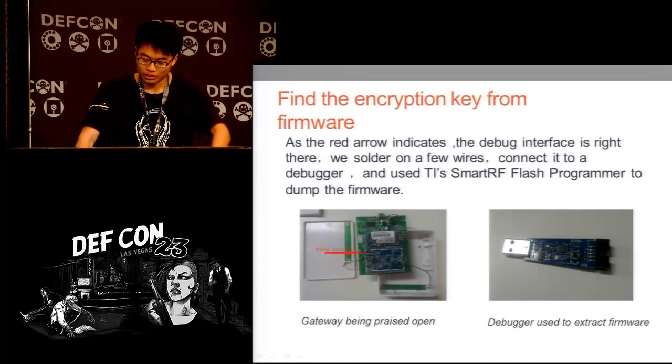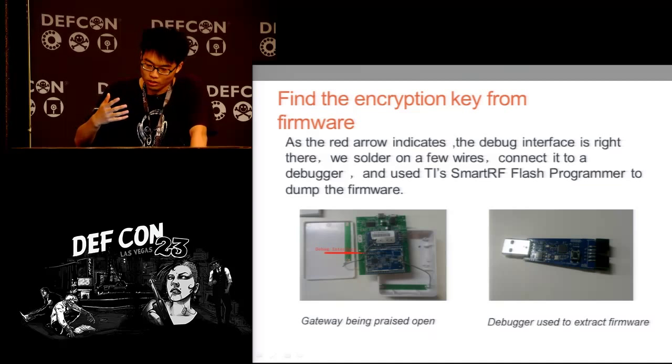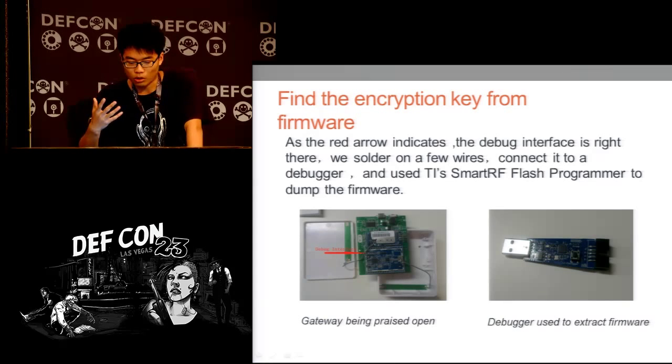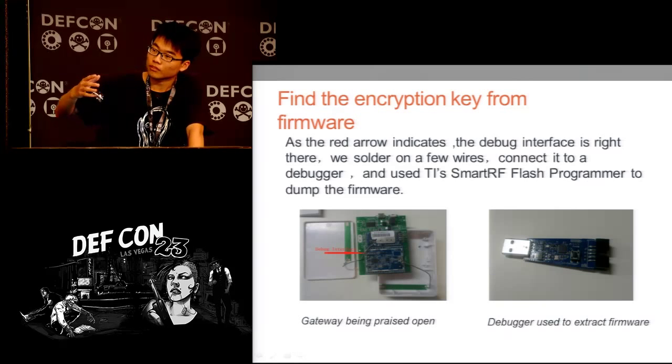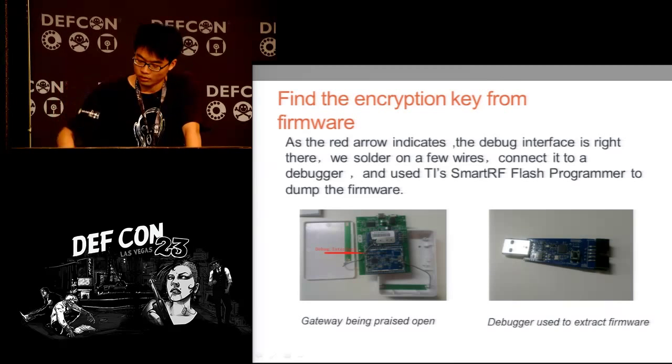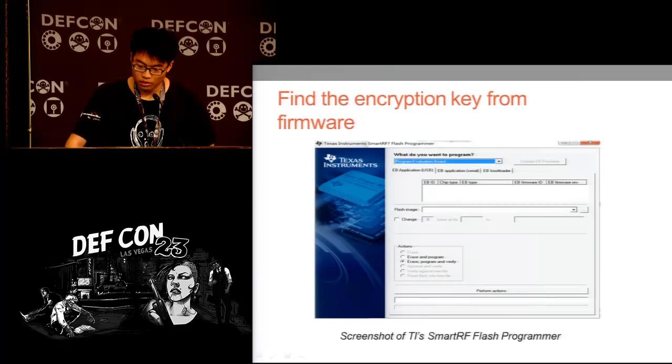Okay, so we disassembled the gateway, and we try to dump the firmware. As the red arrow indicated, the debug interface is right there, and so we soldered on a few wires. We connected it to our debugger, and we used the TI SmartRF Flash Programmer to dump the firmware. If you want to dump firmware from your device, this debugger is necessary. Here is a screenshot of the programmer software.